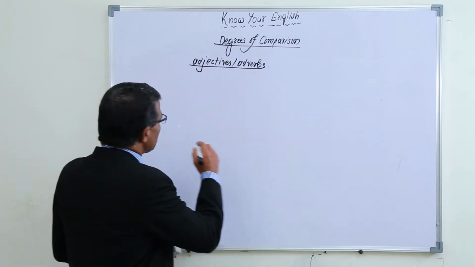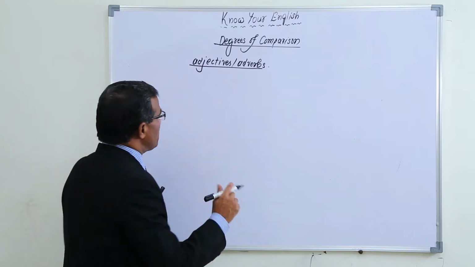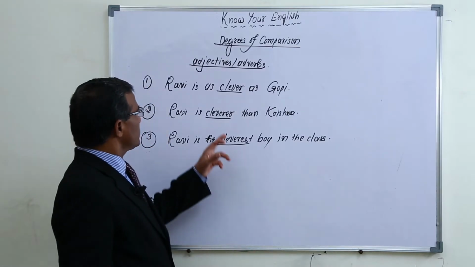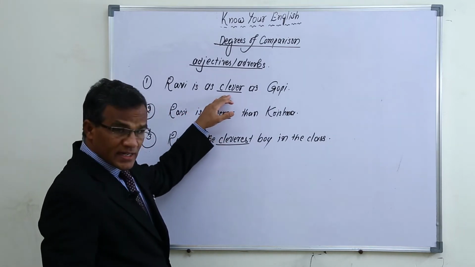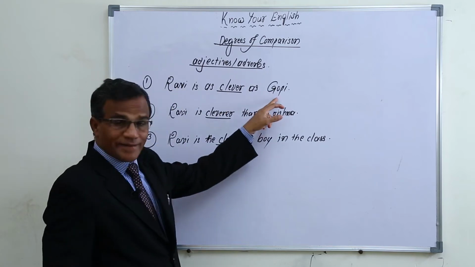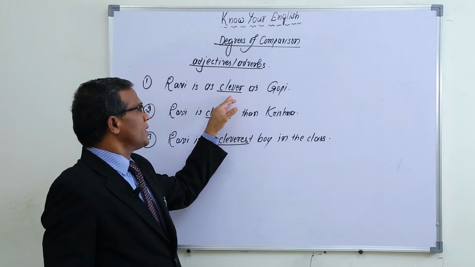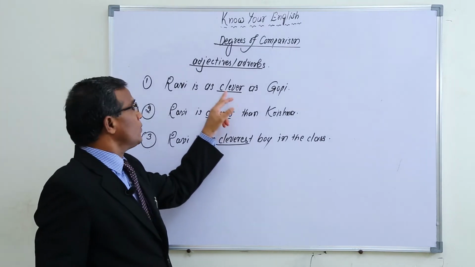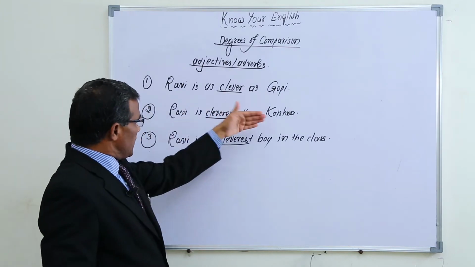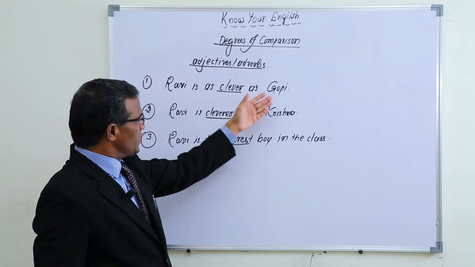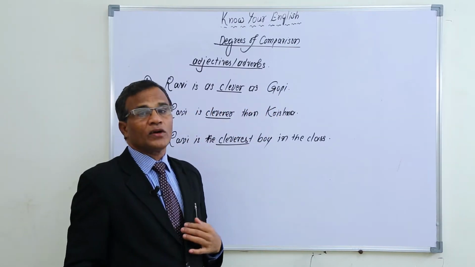Okay, let me give some examples of how we compare people with other people. In the first sentence you see, we are comparing the cleverness of Ravi with the cleverness of Gopi. So this is the quality of a person, and this is an adjective. We use adjectives or adverbs. When we compare Ravi's cleverness with Gopi's, we say: Ravi is as clever as Gopi.